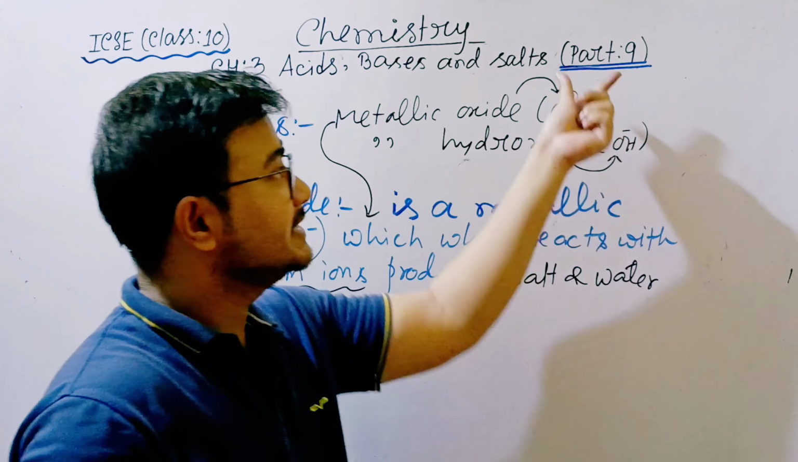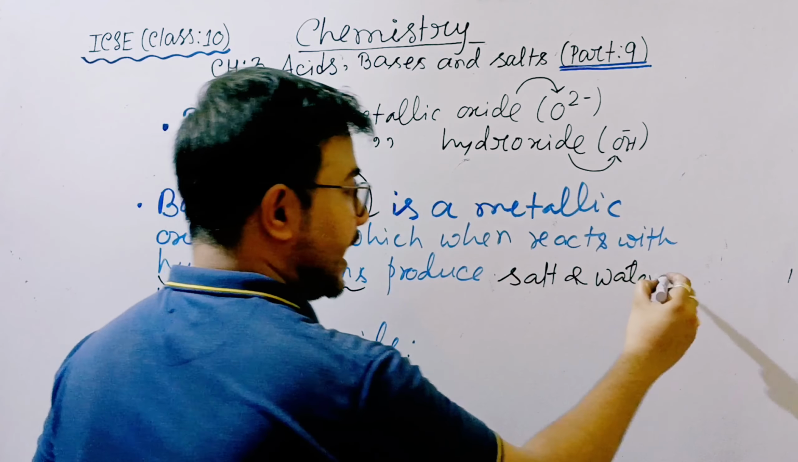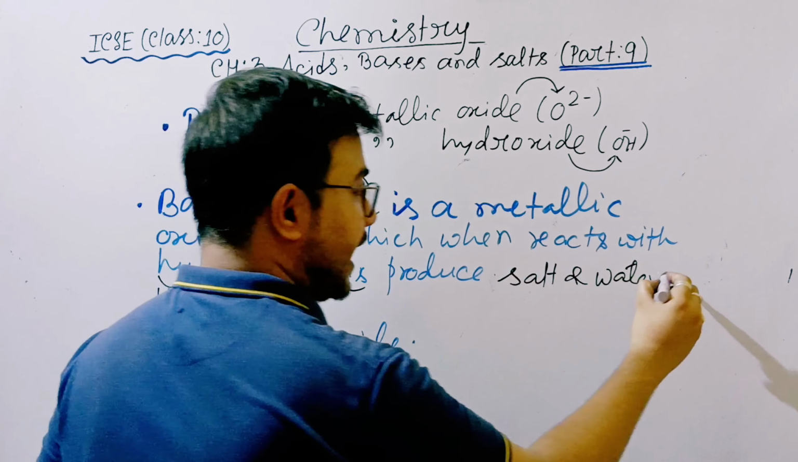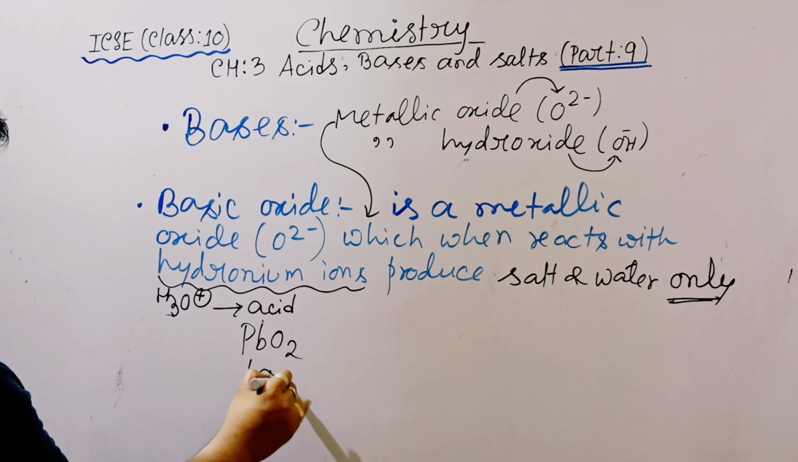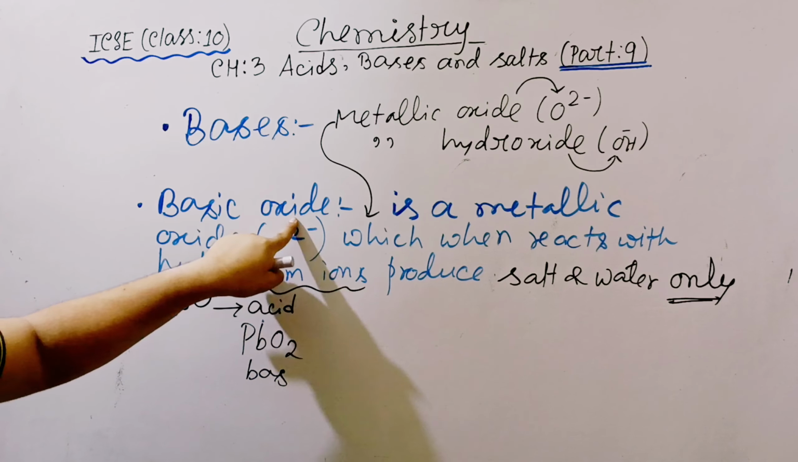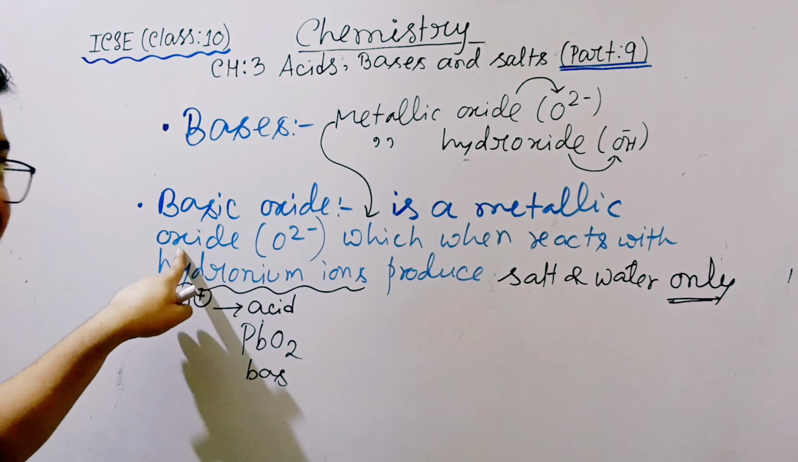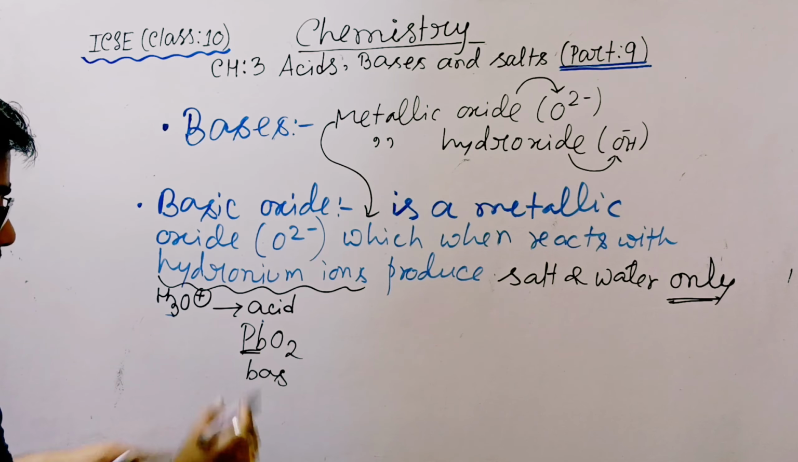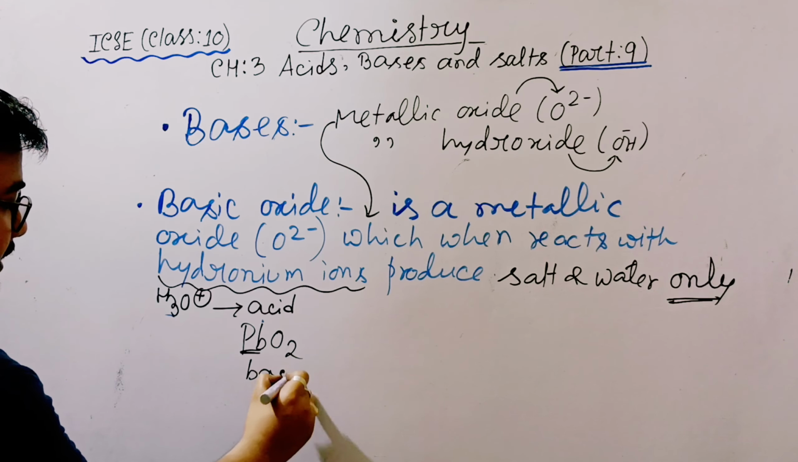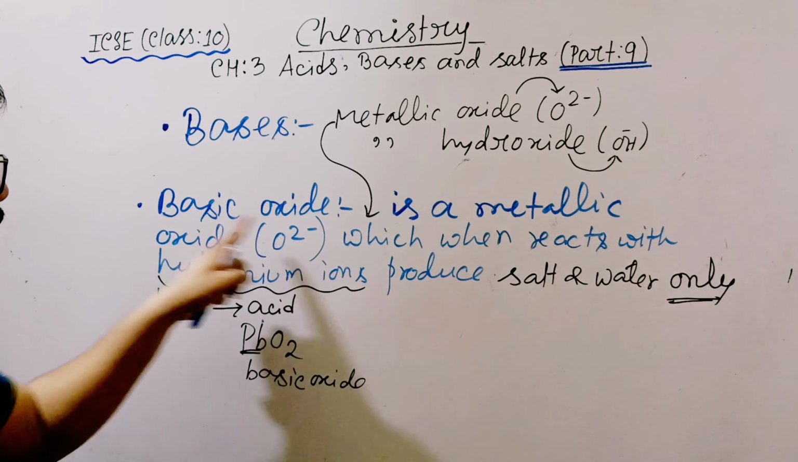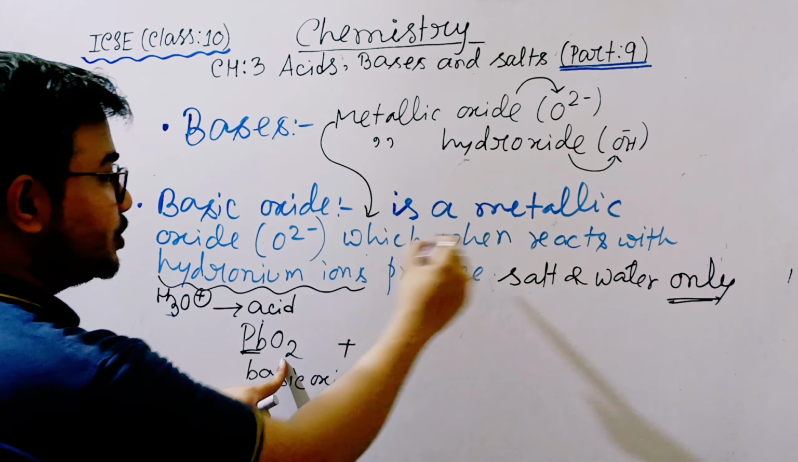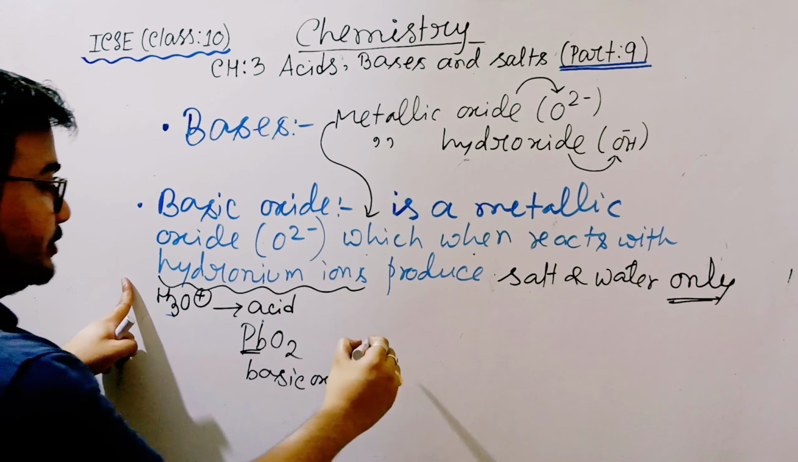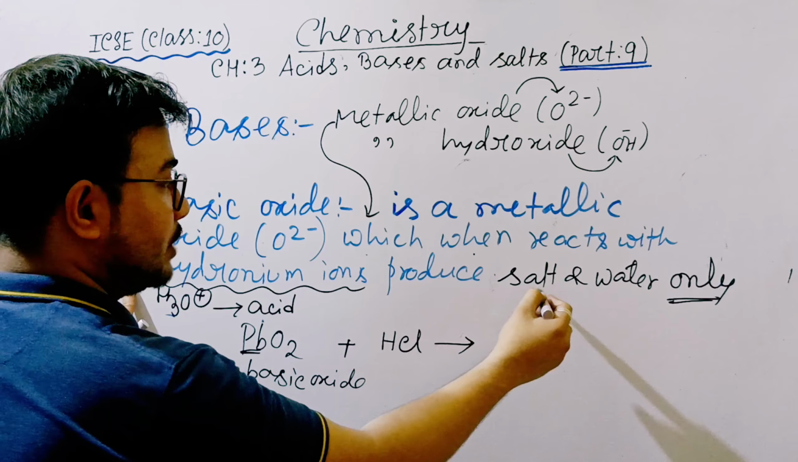Can you tell me? Yes, in part 8 I already discussed salt and water only. Why only? Look at the board. Why generally we use this term only? Suppose we choose lead oxide as a base. What is basic oxide? It is a metallic oxide. Metal is there, oxide is there. Suppose it is a basic oxide, because basic oxide is a metallic oxide, which when reacts with any acid, that is hydronium ion acid, will produce what? Salt and water.